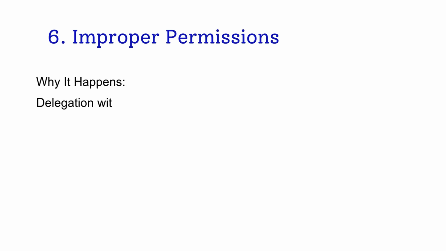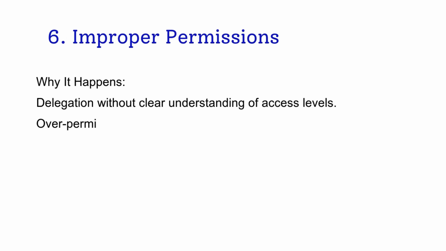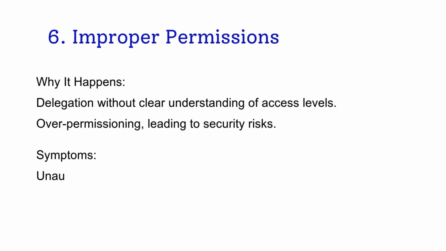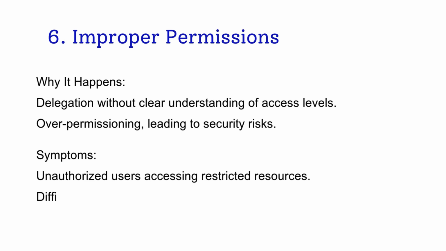Number 6, improper permissions. What happens? Delegation without clear understanding of access level. Over-permissioning also leads to security risk. Symptoms are unauthorized users accessing restricted resources and difficulty in tracing security breaches.